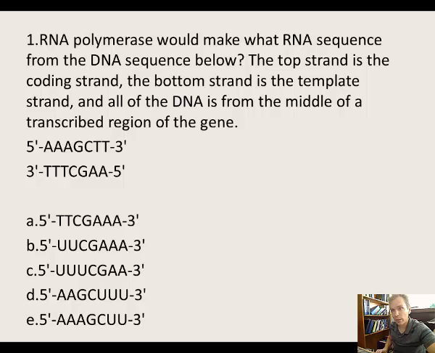So let's get started. First off, a few quiz questions. The first one is this: RNA polymerase would make what RNA sequence from the DNA sequence below? The top strand is the coding strand, the bottom strand is the template strand, and all of the DNA is from the middle of the transcribed region of the gene. This sequence here, beginning AAA, GCTT, is the DNA, and your answers are below.